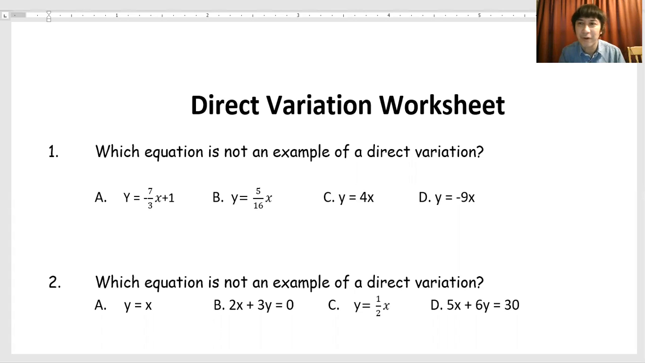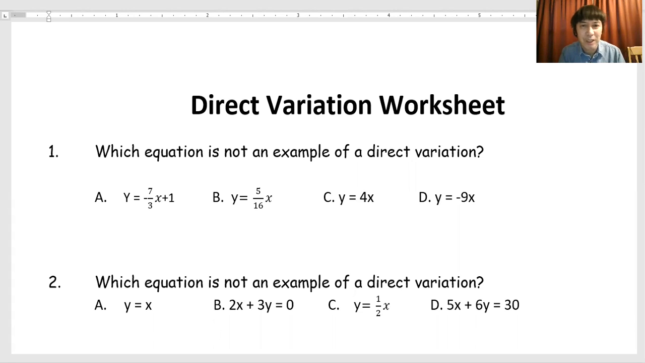Good day to you. This is teacher Leland Alejandro, and we're going to do variations, direct variations. So we're going to see the problem set in the other screen. All right, let's check the worksheet. Okay, here's the worksheet, direct variation.